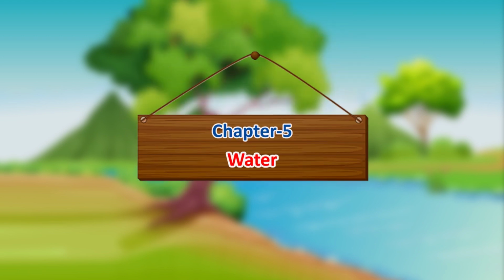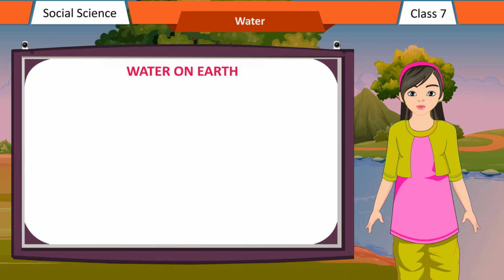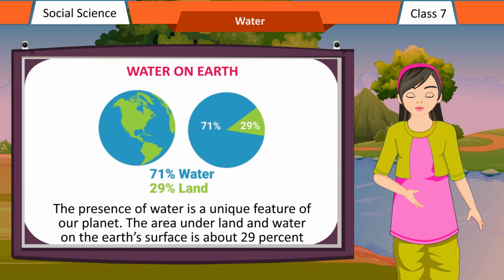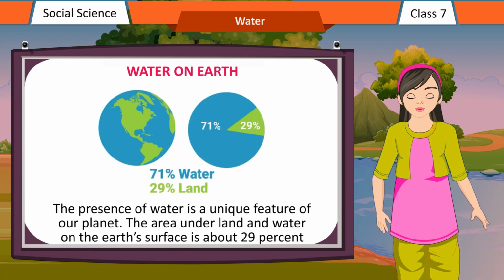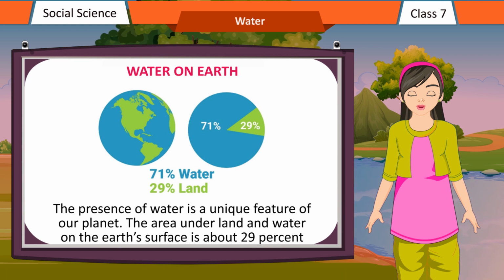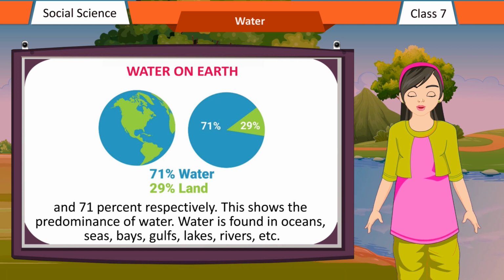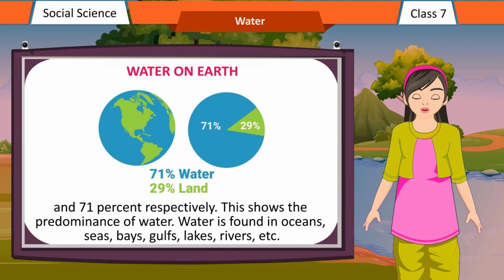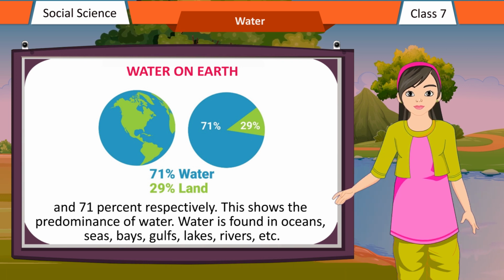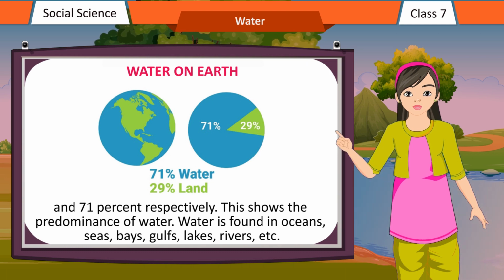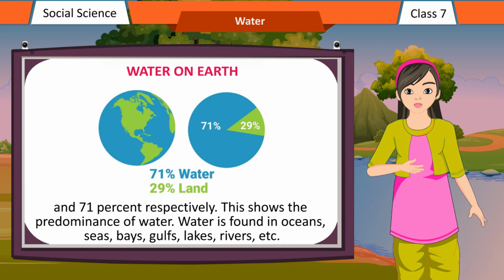Chapter 5. Water. Water on Earth. The presence of water is a unique feature of our planet. The area under land and water on the Earth's surface is about 29% and 71% respectively. This shows the predominance of water. Water is found in oceans, seas, bays, gulfs, lakes, rivers, etc.